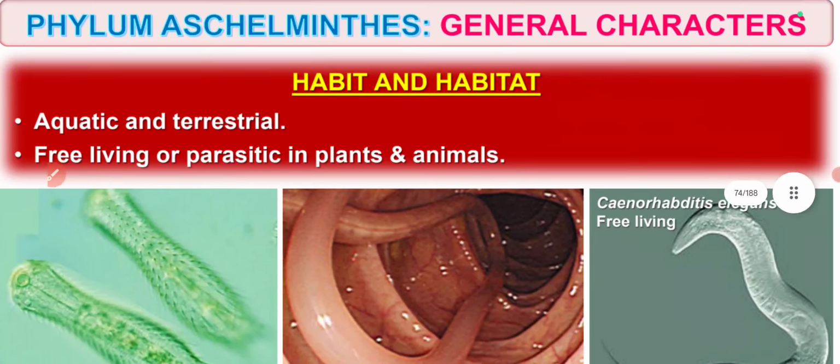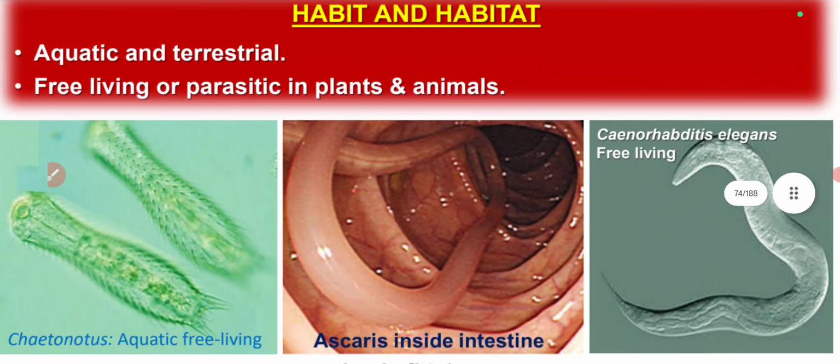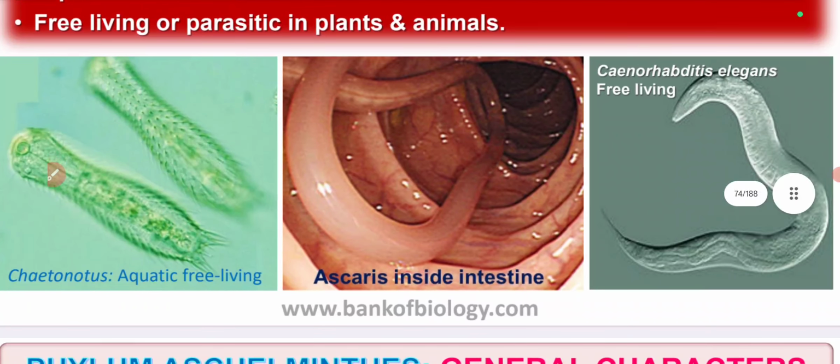Habitat: aquatic and terrestrial, free living or parasitic in plants and animals. Chaetonotus is aquatic and free living. Ascaris is present inside the intestine of human beings and other animals. And Caenorhabditis elegans is free living.